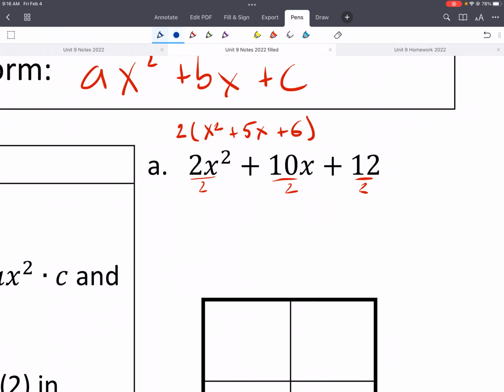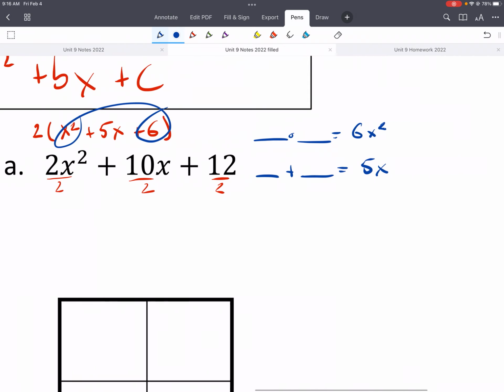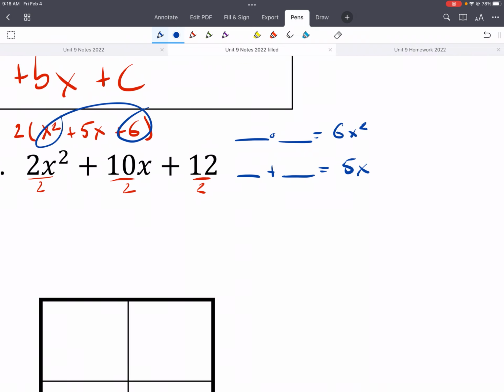From there, we will do our box. Oops, kind of missed that. Okay? So we need to find the two things that multiply to give us 6x squared and add or subtract to give us 5x. So what would make that work?